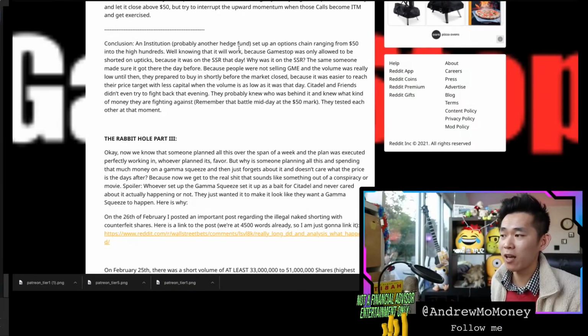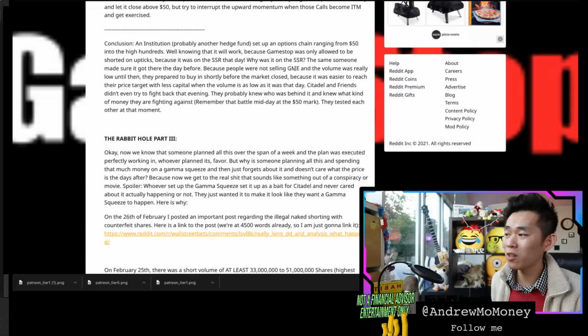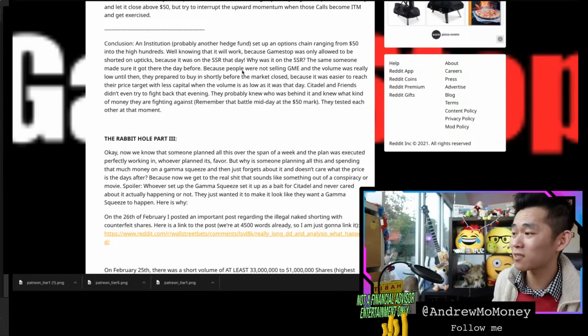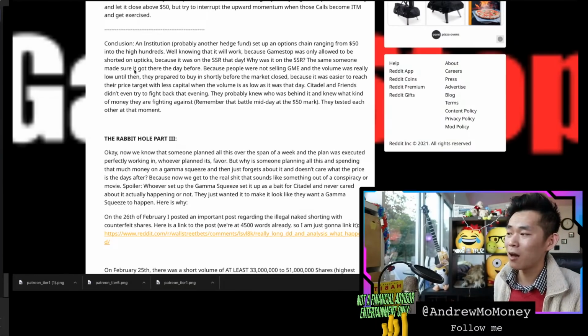An institution, possibly a hedge fund, set up an options chain ranging from $50 into the high hundreds, well knowing that it will work because GameStop was only allowed to be shorted on upticks because it was on the SSR that day. Why was it on the SSR? That was from part one. Same reason, same someone made sure that they got it there the day before.